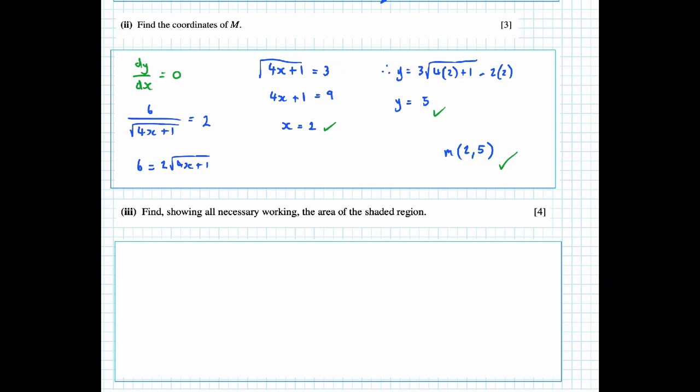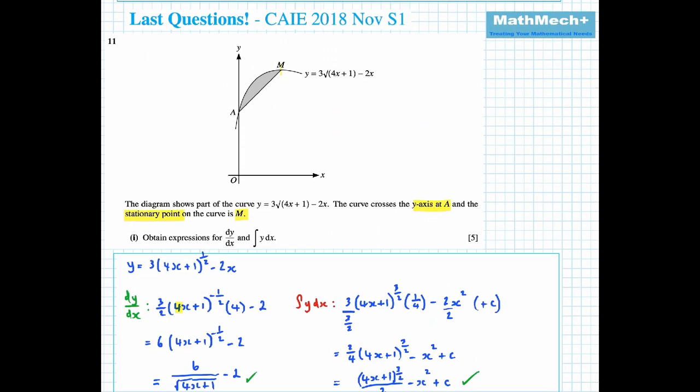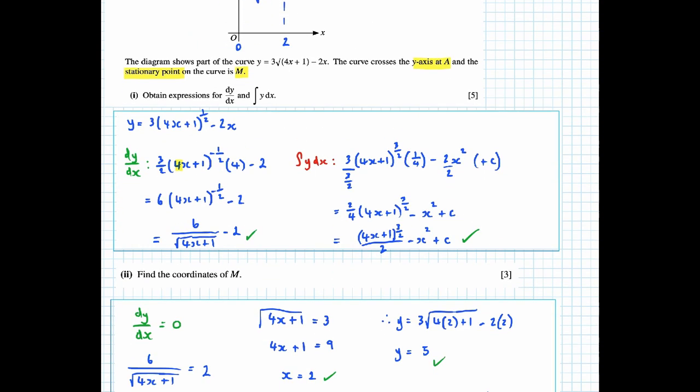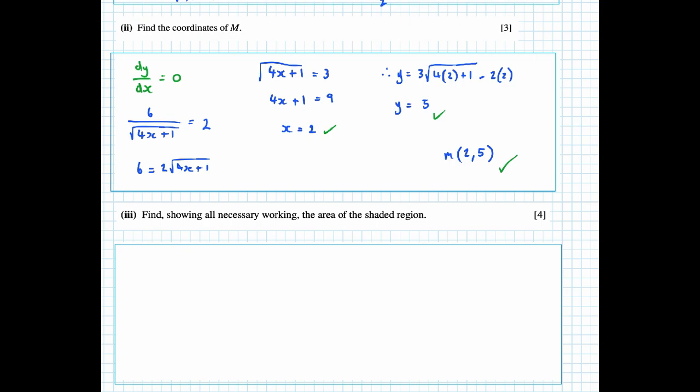Next up, showing all the necessary working, find the area of the shaded region. So let's go back to our picture or diagram. So we can see that from A to M is from 0 to 2. And of course A, if you just plug in your values where x is equal to 0, you'll get 3, and we were given that y was 5. So we already found the values of 2 and 5 just previously. We have a trapezium and we have another part that we have to integrate for, which is part of our function. So when we integrate this, we're going to be integrating all of it, and we'll subtract the trapezium area, and that'll give us the shaded region.